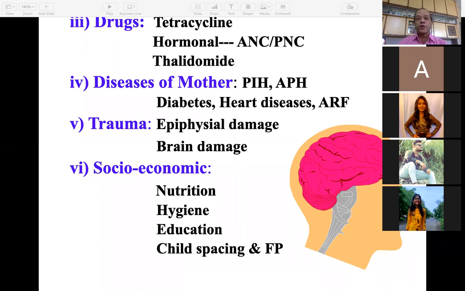Trauma is one of the very important factors. Even if the child is born normal, if there is some injury to the growing epiphysis, there will be shortening of the limb. Or a normal child who has a head injury or brain damage in early life, it can result in various neurological deficits and mental retardation or cerebral palsy. The socio-economic factors, nutrition, hygiene, we all know now in the corona pandemic, we are discussing all this. Education of the child, and of course child spacing and family planning. Everyone will be affected by these measures.